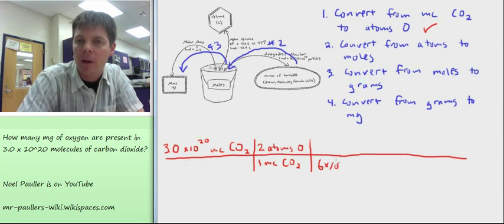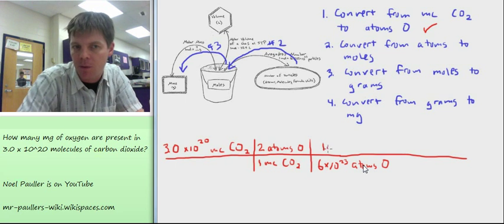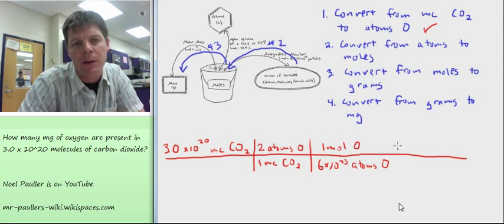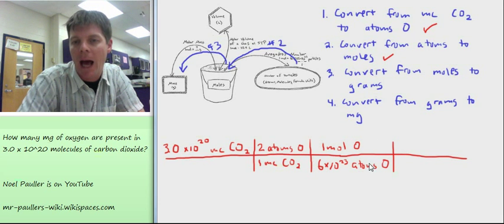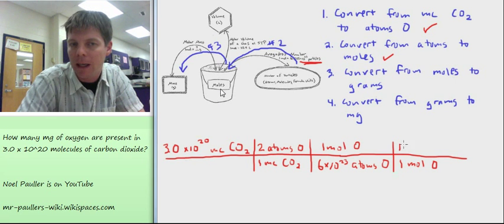Our next step involves converting from atoms to moles using Avogadro's number. I've rounded that off so that I could fit it on screen here. Normally I ask my students to use the full value, 6.022 times 10 to the 23rd atoms of oxygen in 1 mole of oxygen. Atoms of oxygen will cancel. We would now have calculated the number of moles of oxygen present in the sample. We're now in the bucket.